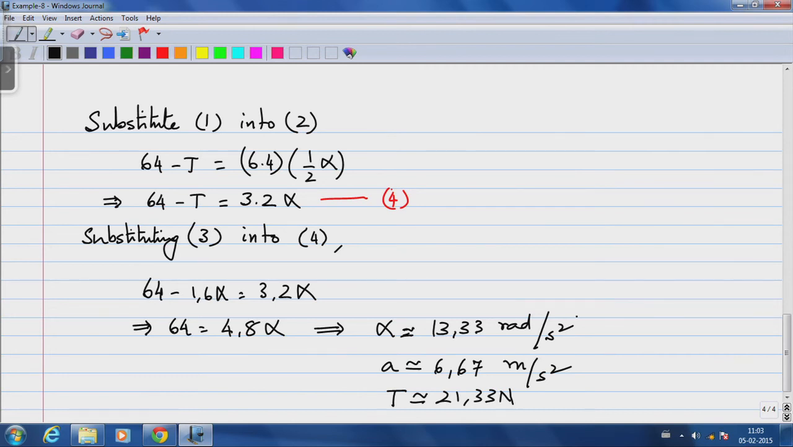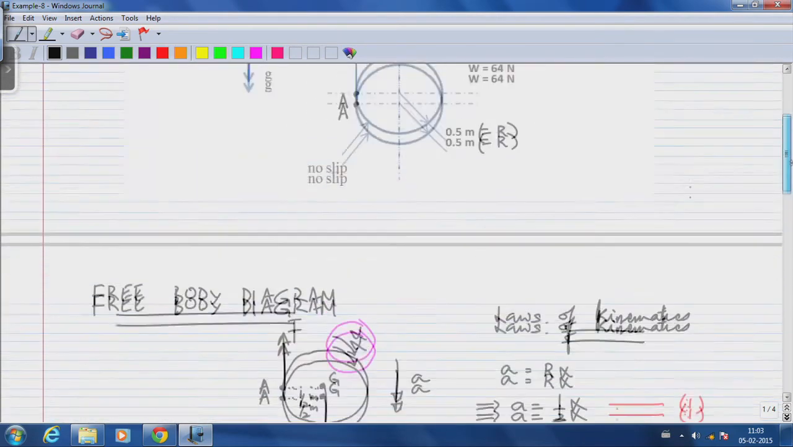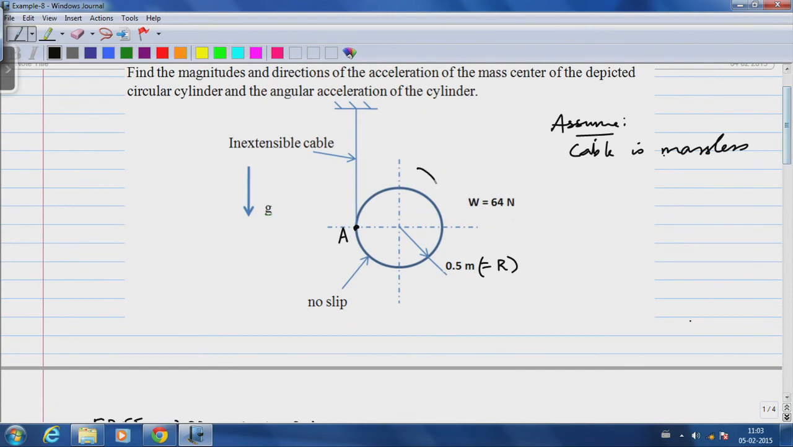Okay, so a couple of quick checks. Alpha is positive, so there is no surprise there, because intuitively you would find a cylinder such as this would roll down. So, alpha is 13.3 radians per second squared. You would find intuitively that the cylinder would have to roll clockwise.